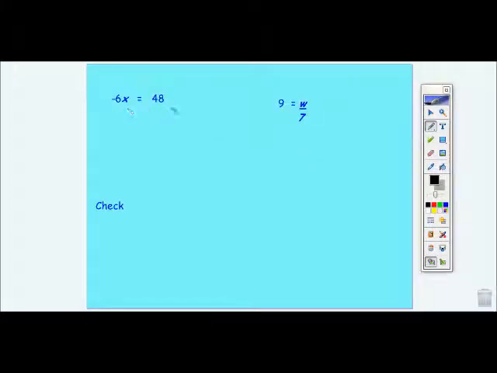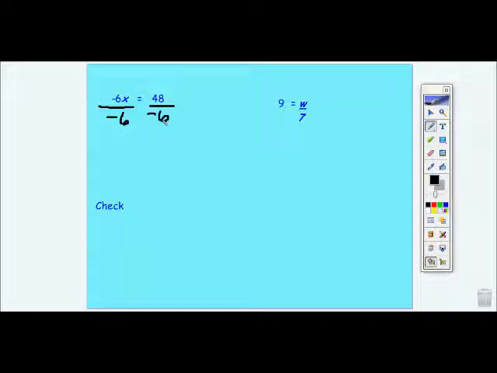All right, so we're going to start right in on our equations. The first equation is negative 6x equals 48. Same rules apply. I want to get my variable by itself, but right now negative 6 is being multiplied by x. So in order to get rid of it, I'm going to divide. Now I'm going to use the fraction form of division, so I'm dividing this side by a negative 6 and this side by a negative 6.